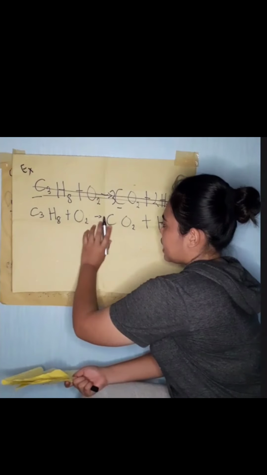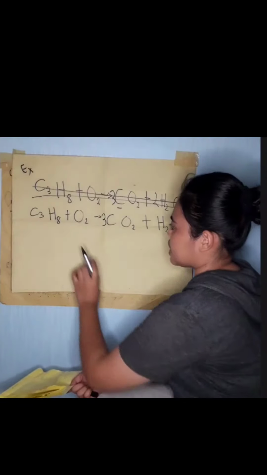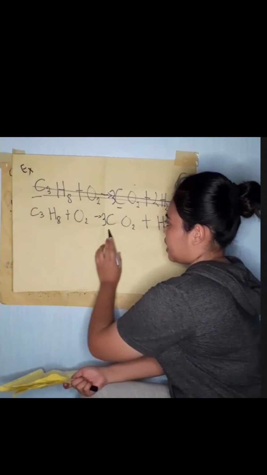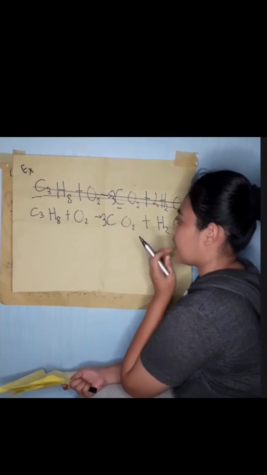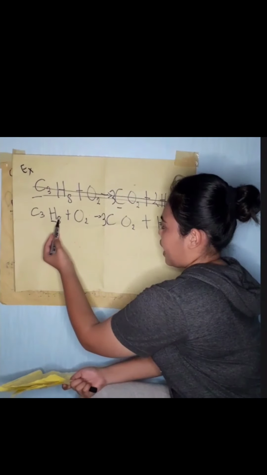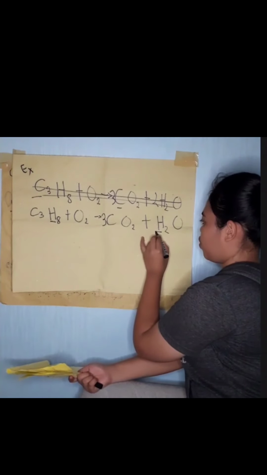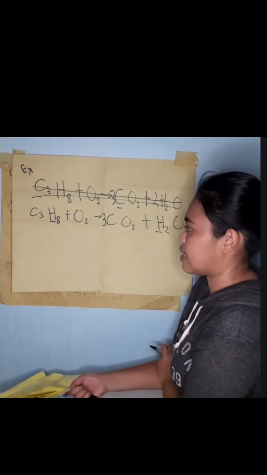Lalagyan natin ng 3 dito. So mayroon na tayong balance, the C3 and the C3. Ngayon, dito naman, meron tayo sa left side na 8 hydrogen. Meron naman tayo sa right side na 2 hydrogen. Paano natin sila mababalance?